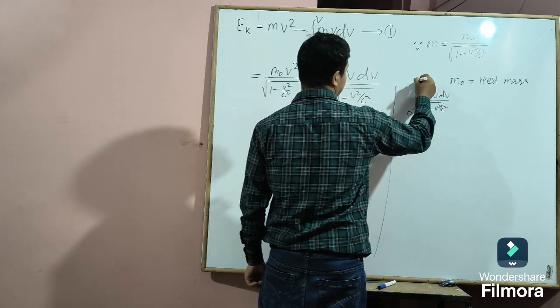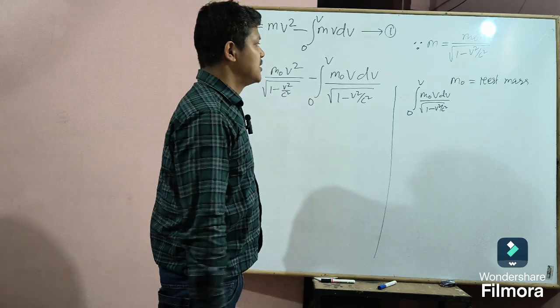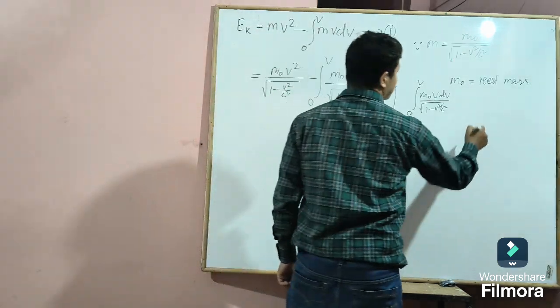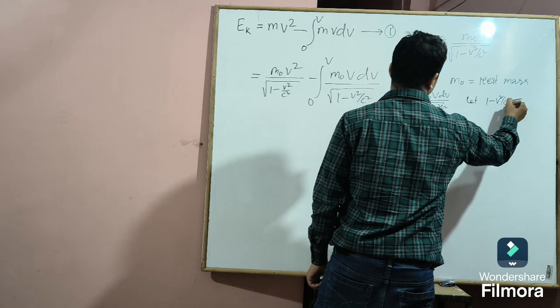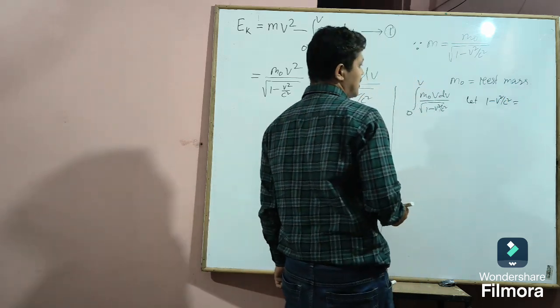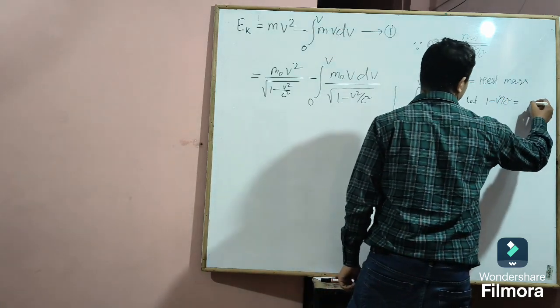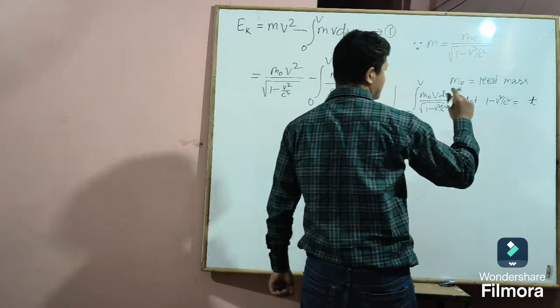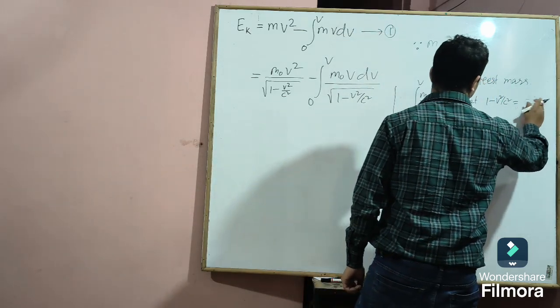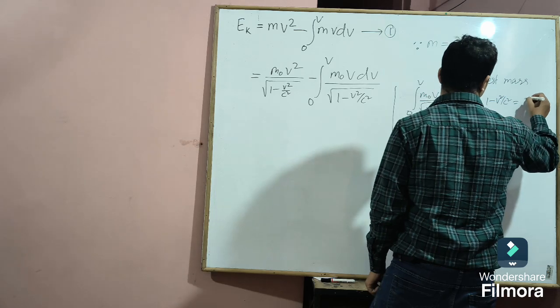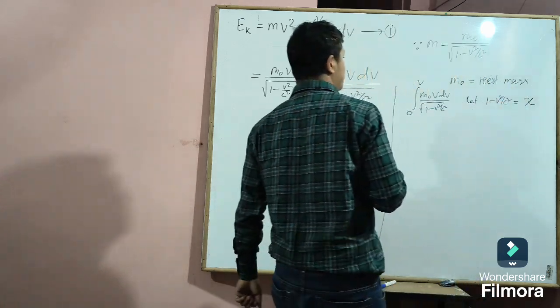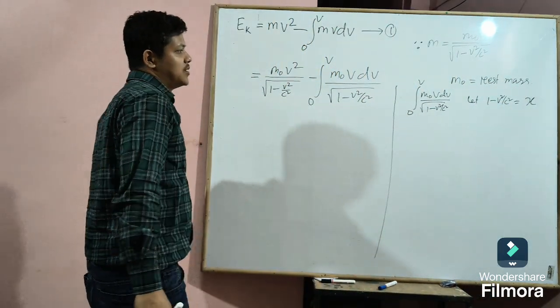Let's integrate this. Okay, now in order to integrate this, let us consider that 1 minus v square by c square is equal to, suppose let it be, suppose t. Let us consider it is t. Instead of t, let me take this one as another thing. Let me take this one as x. Okay, let me take this one as x.